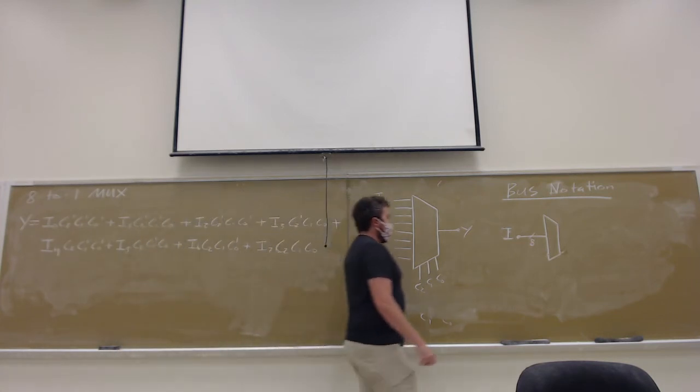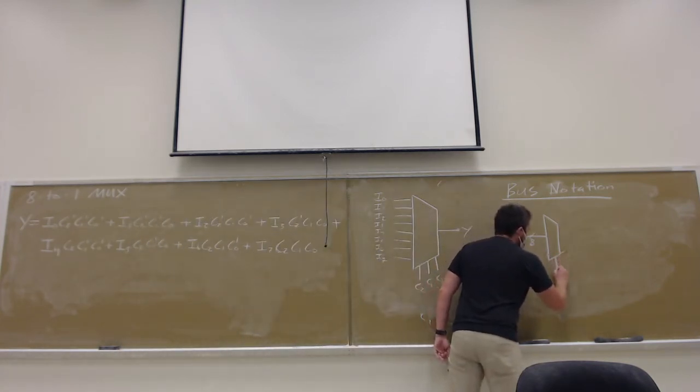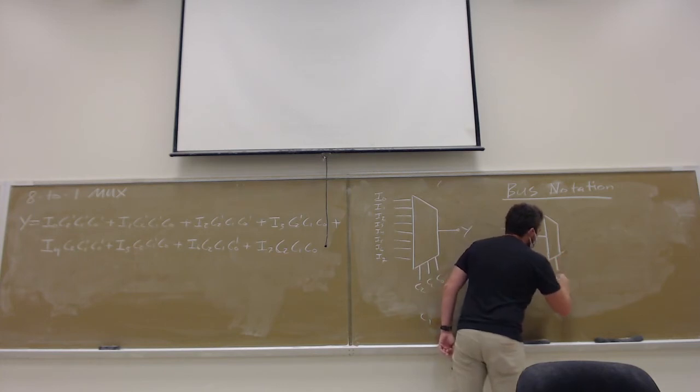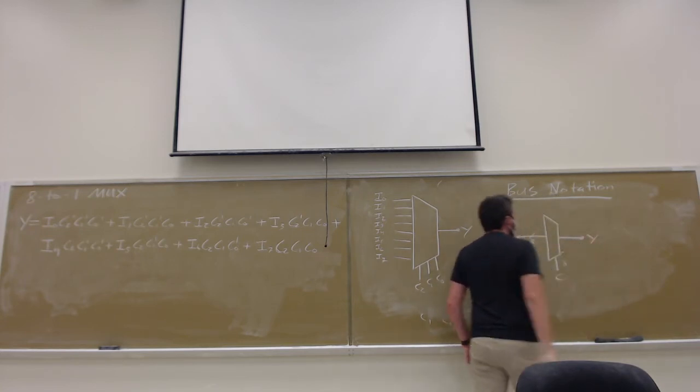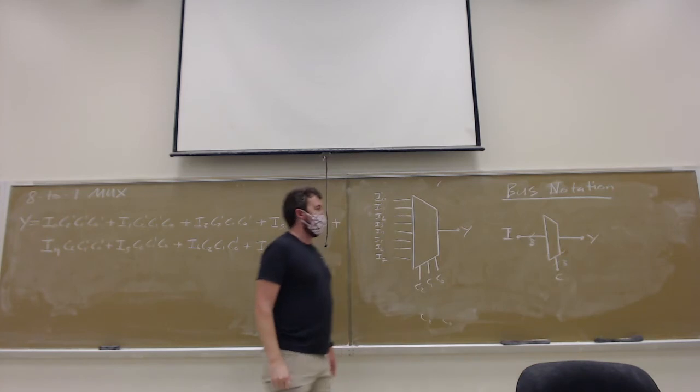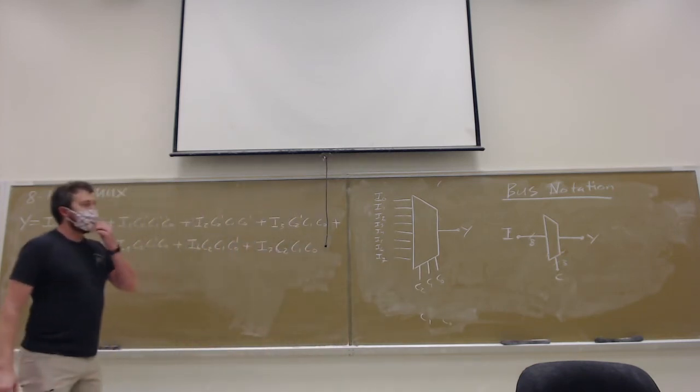And then I can draw my control now as just C with a dash 3. And our Y output is still just 1 bit, right? So no dash. It's not a bus. It's just one line.